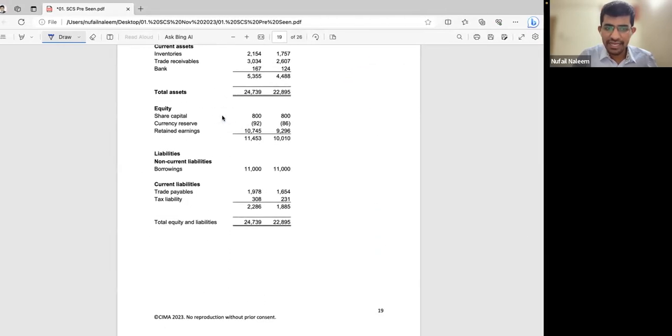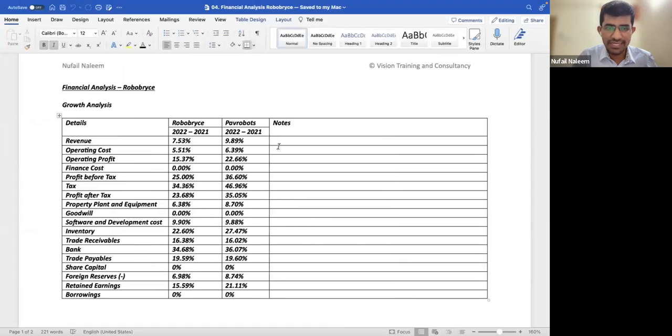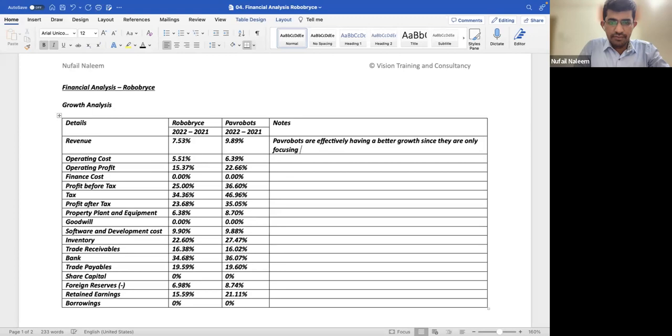So the first thing I have to consider, students, is, if I'm not mistaken, Pavrobots are effectively having a better growth since they are only focusing on autonomous supply. That is correct, no, students? They are only focusing on autonomous supply. I believe that is very clear and transparent.